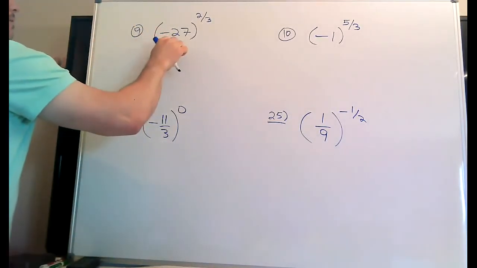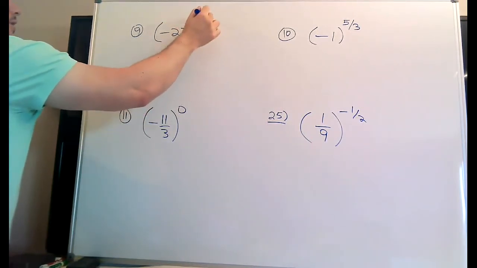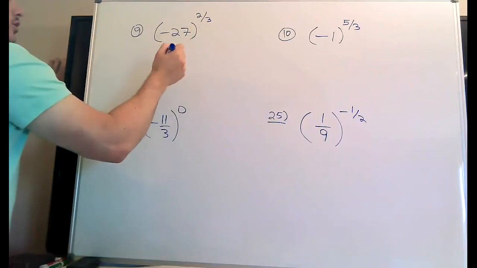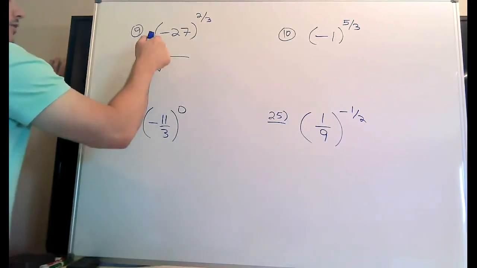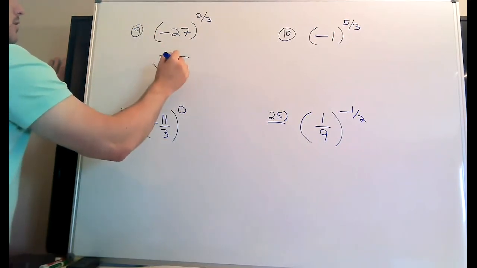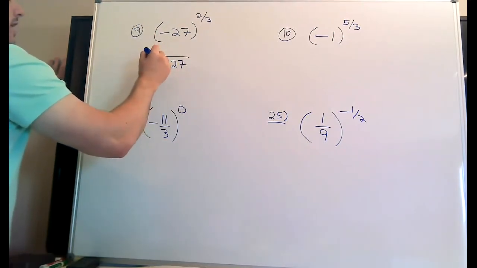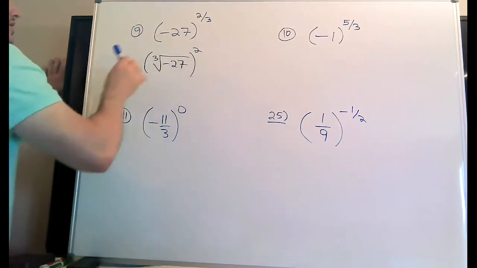Now, again, you have parentheses. So negative 27 is the one that's being raised to this power. The bottom number is a 3, so that means cube root. Now, the negative is not going to go here. The negative must go inside there. This negative is not out there. So you're going to do negative 27. You're going to take the cube root of that. Then you're going to square that. You're going to do the second power.